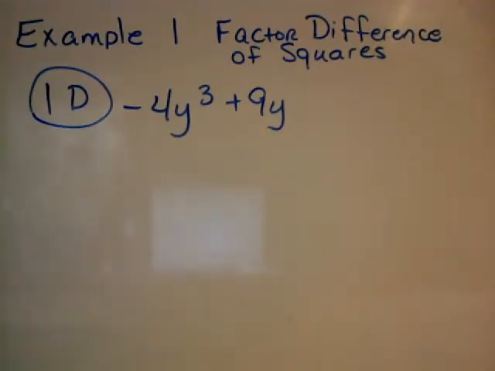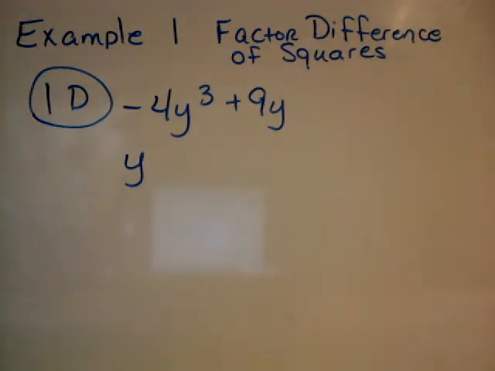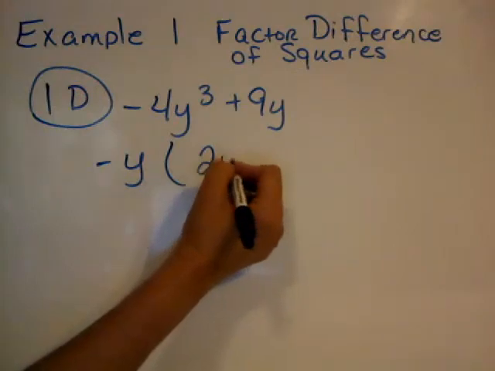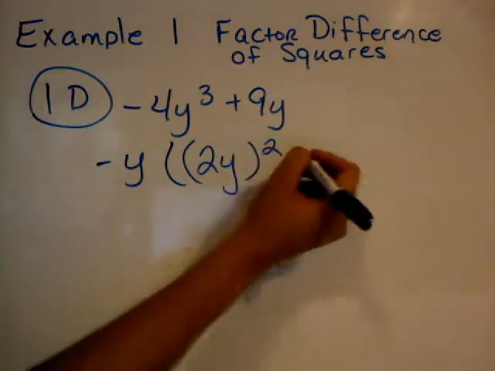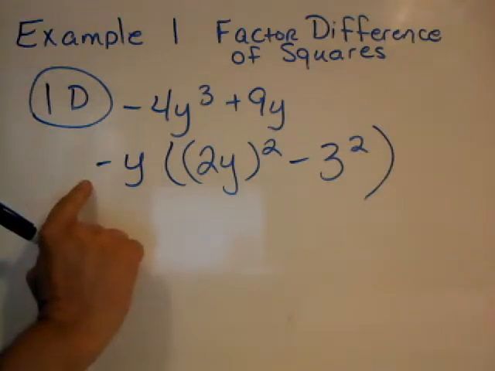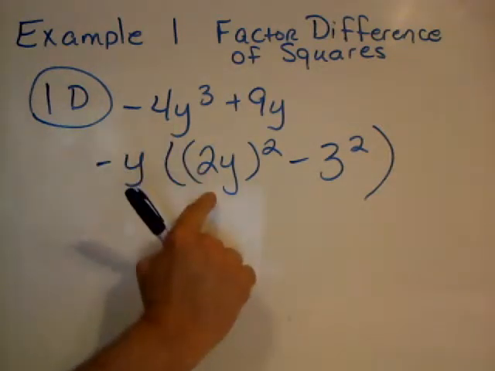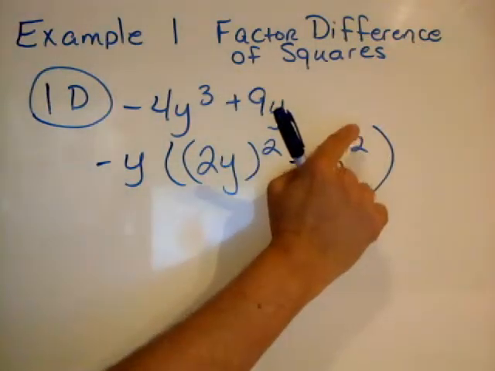Okay, example 1D says negative 4y cubed plus 9y. Well, again, I like to work with squares, so let's take out that y. And why don't we go ahead and take the negative out while we're doing it. And that will leave me with 2y squared minus 3 squared. Remember, I pulled the negative out, so it changed my negative to a positive and my positive to a negative. Then that way I have a difference of squares, okay?